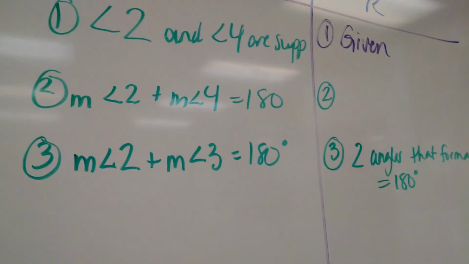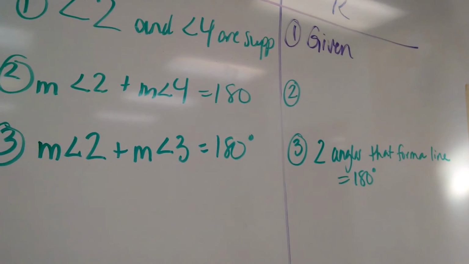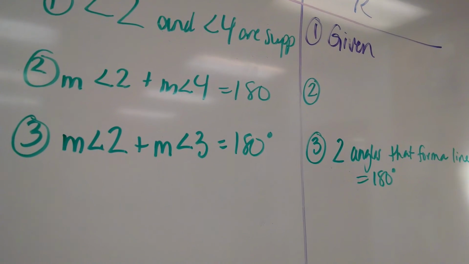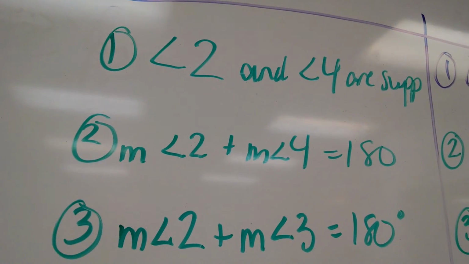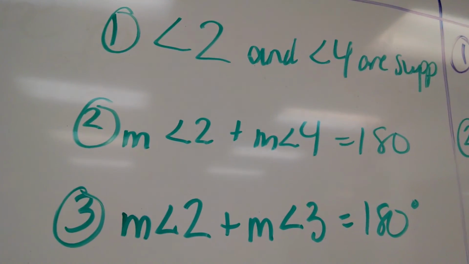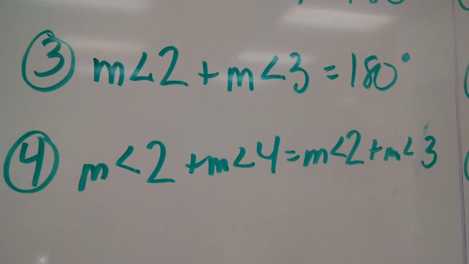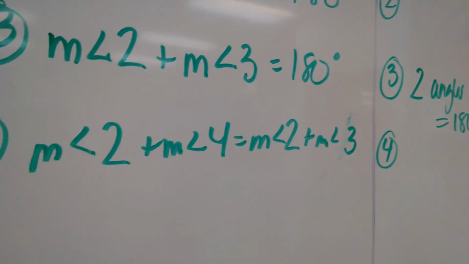All right, so now that I have my statements 2 and 3, how do you think that's going to help you? Take a second and figure out what you think you need to do next. So pause the video and try and do that. Now again, we have those two statements. So we have 2 plus 4 equals 180 and 2 plus 3 equals 180. So if you had written this, that would be the next correct step. Figure out what your reason for that would be.